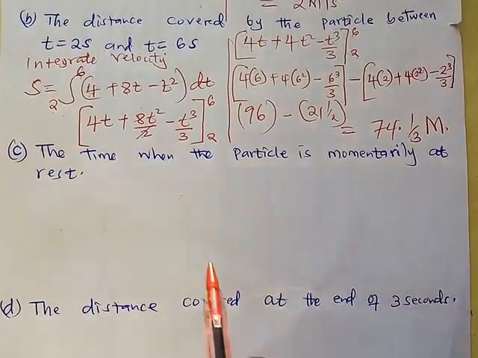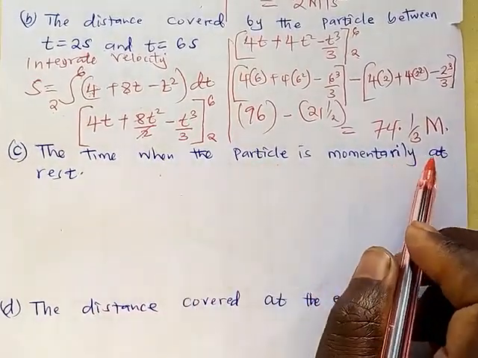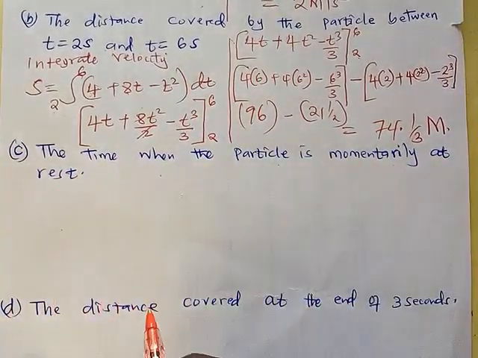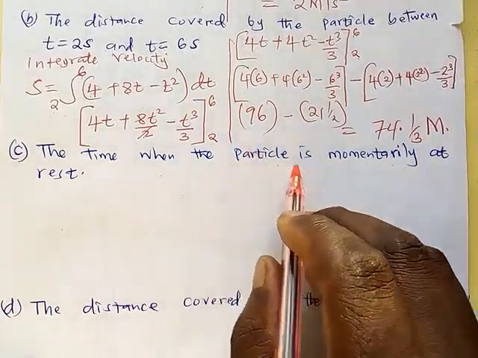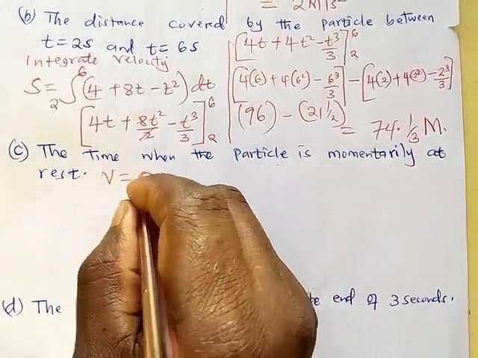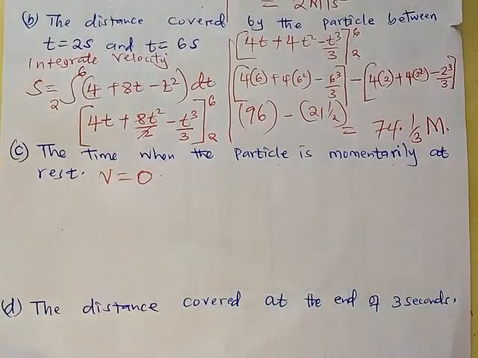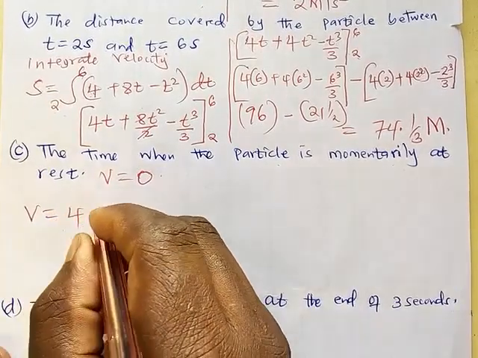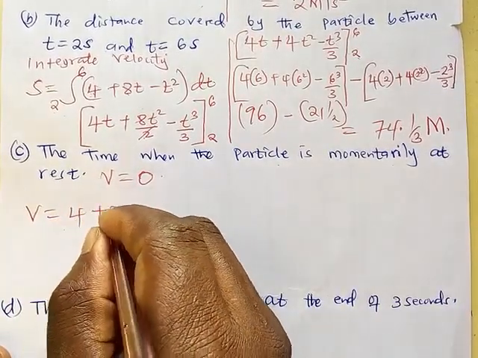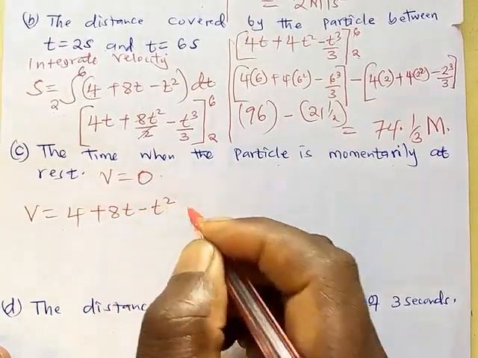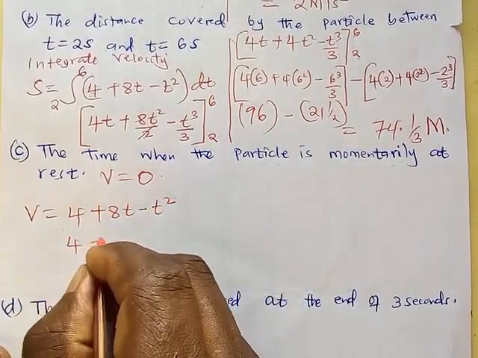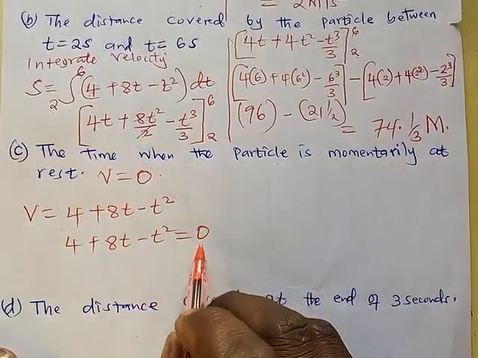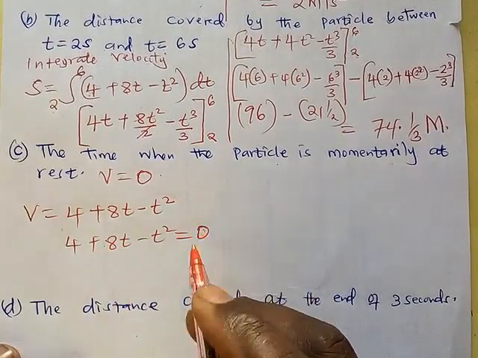Determine or calculate the time when the particle is momentarily at rest. Always remember that when a particle is momentarily at rest, velocity equal to 0. Very important. So our v equal to 4 plus 8t minus t square. But now this velocity is equal to 0. So we want to get the time when velocity is 0.